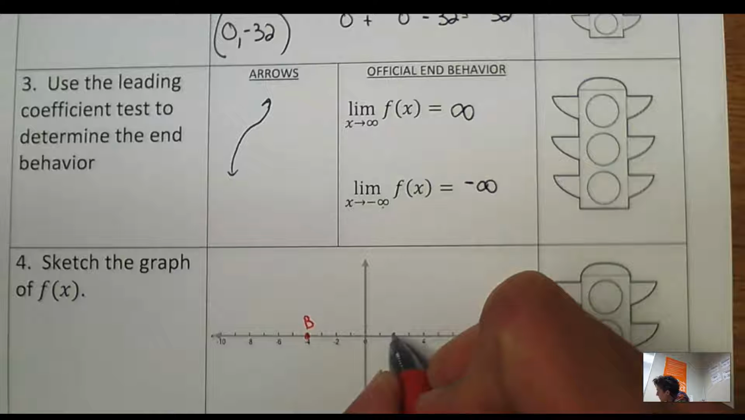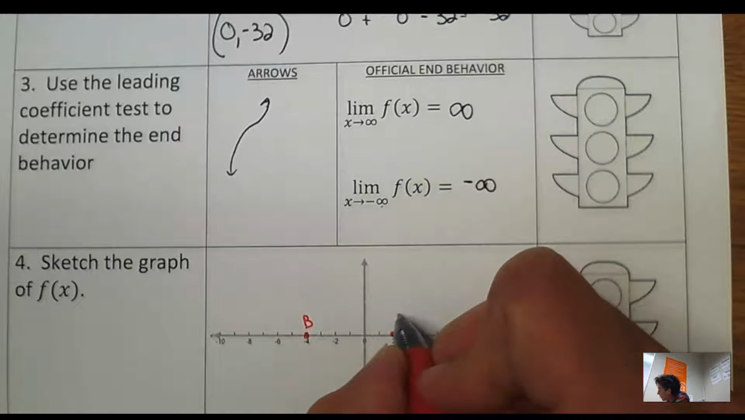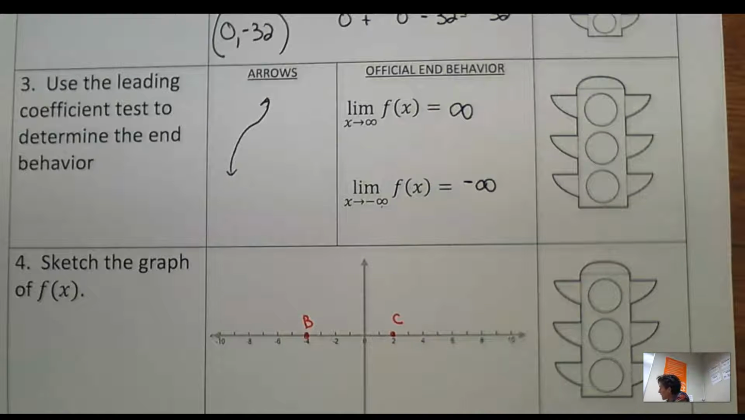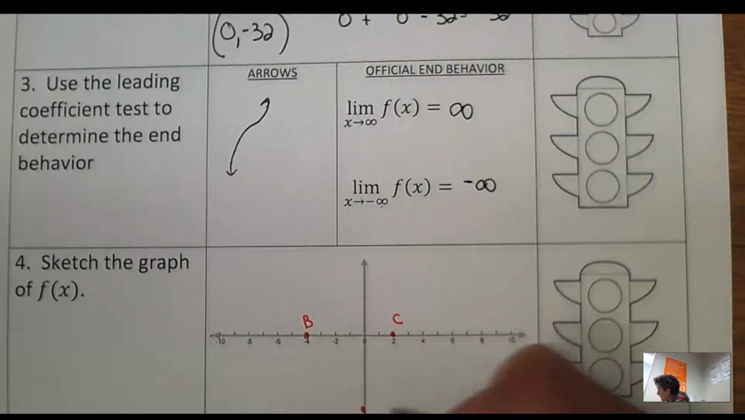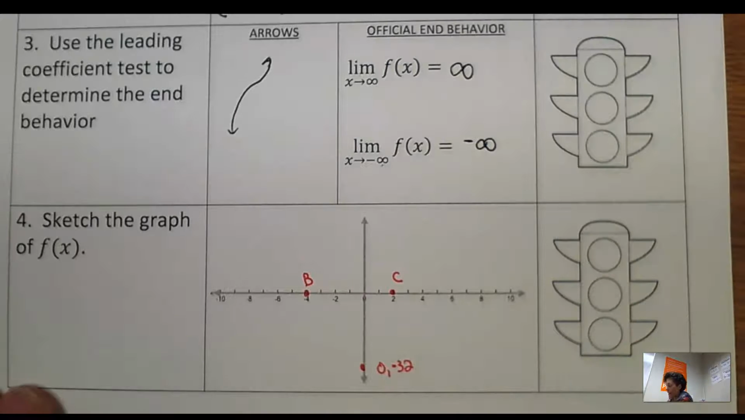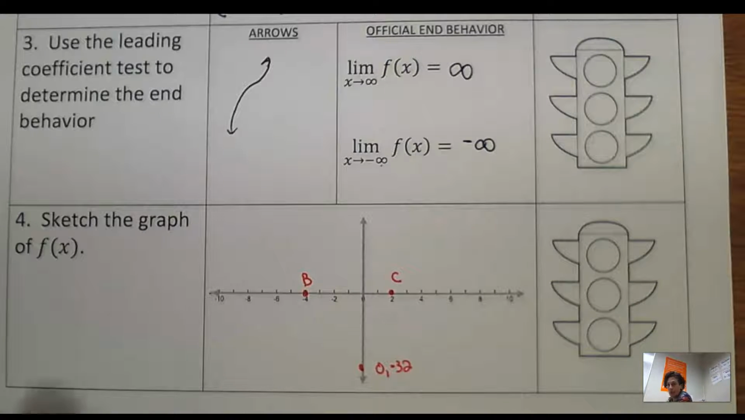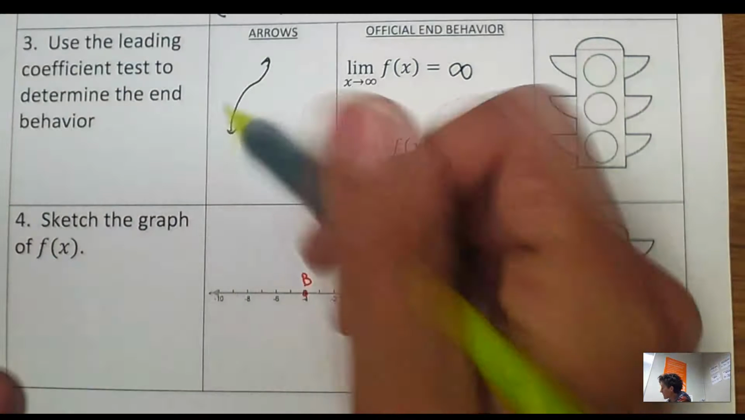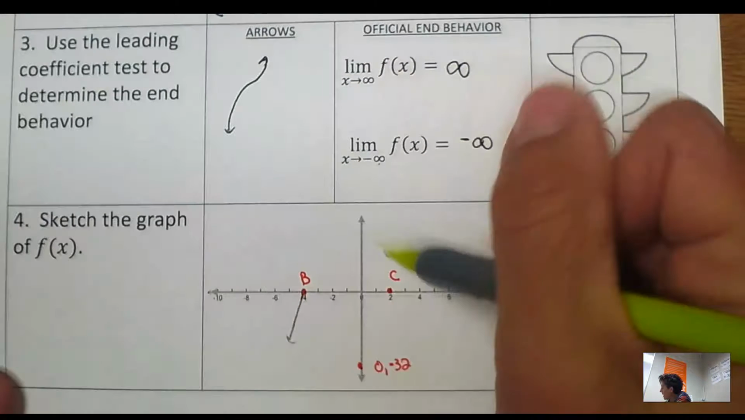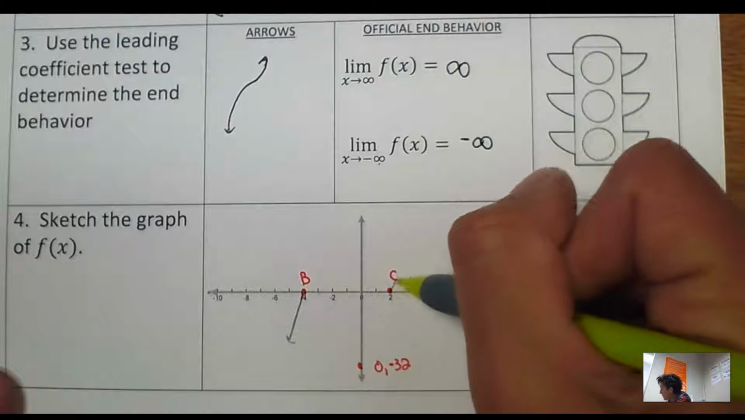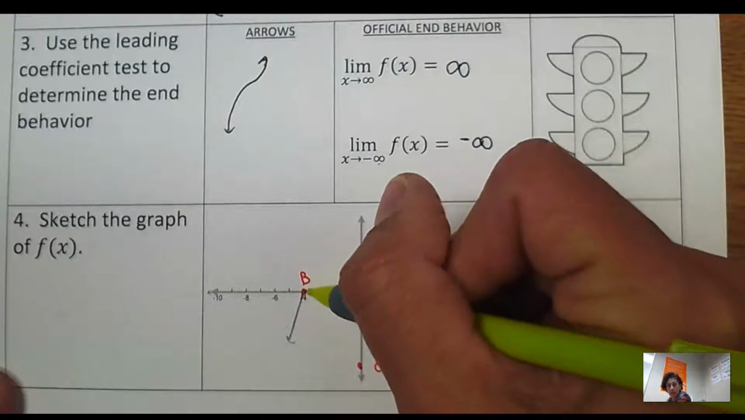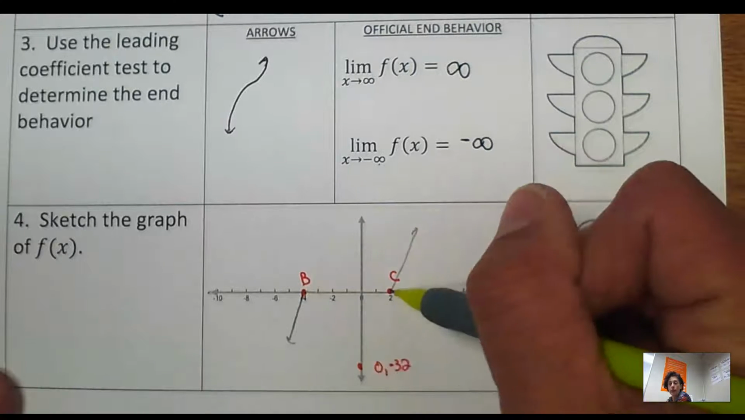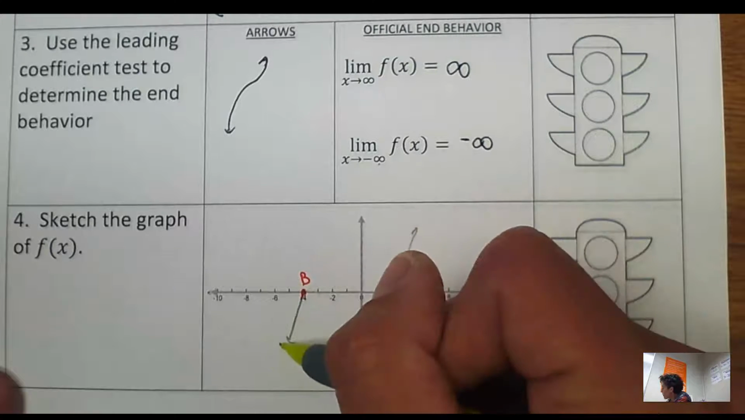And then I go to 2, which is another 0, and that's a cross. And then I go to my y-intercept, which will be way down here at 0, -32. And now I'm going to do my end behaviors in pencil. So I know on the left side, it's falling. And I know on the right side it's going up, because this is the left point, next point over, final point over.